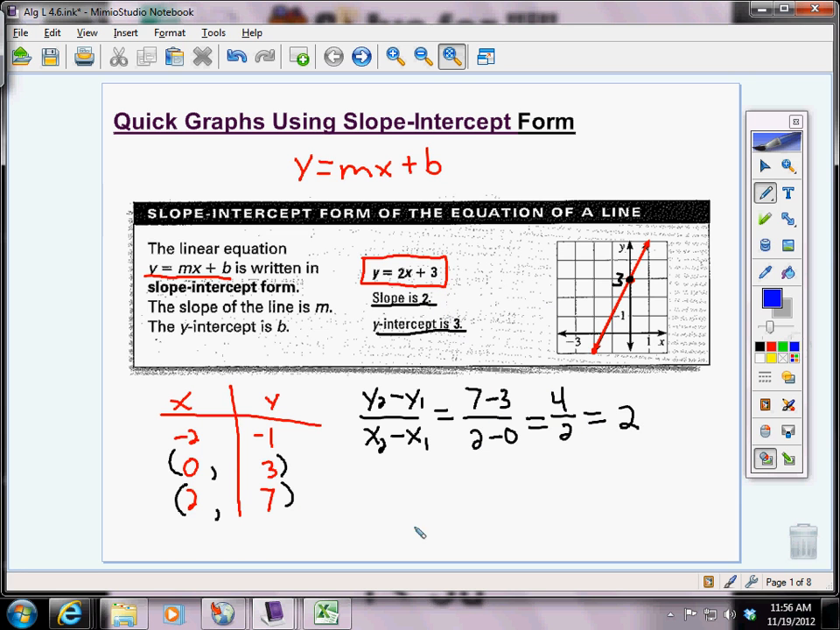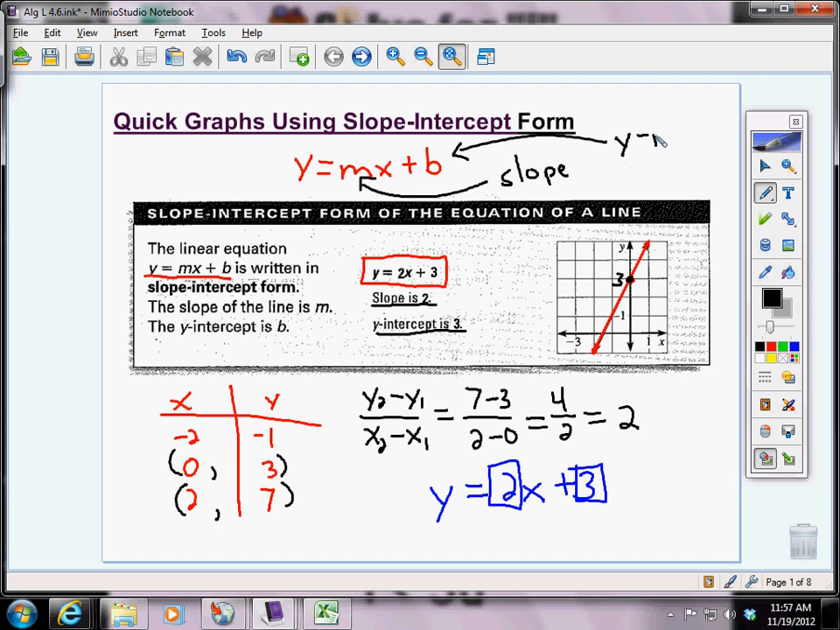Now let's analyze this for a second. Y equals 2x plus 3 was the equation we were using. We came up with our y-intercept, which is 3, and we came up with our slope, which is 2. Do you think it's coincidence that those numbers fall into slope-intercept form? No. If you look here, this m, the coefficient of x, is always going to be the slope. Whatever number is being added on, that's always going to be the y-intercept.